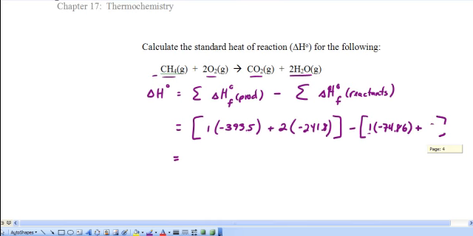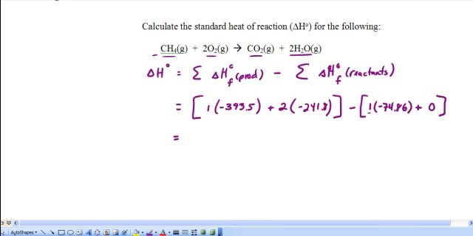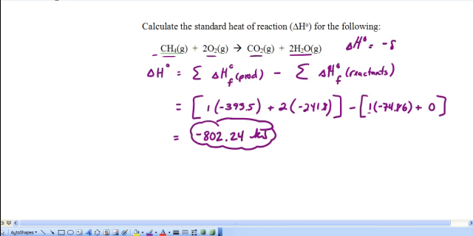And when you perform that calculation, what you get is a negative 802.24 kilojoules. Alright? So that would be the delta H for that particular reaction. So we can write this as delta H standard equals a negative 802.24 kilojoules. And so this is an exothermic process. Now, why does this work?